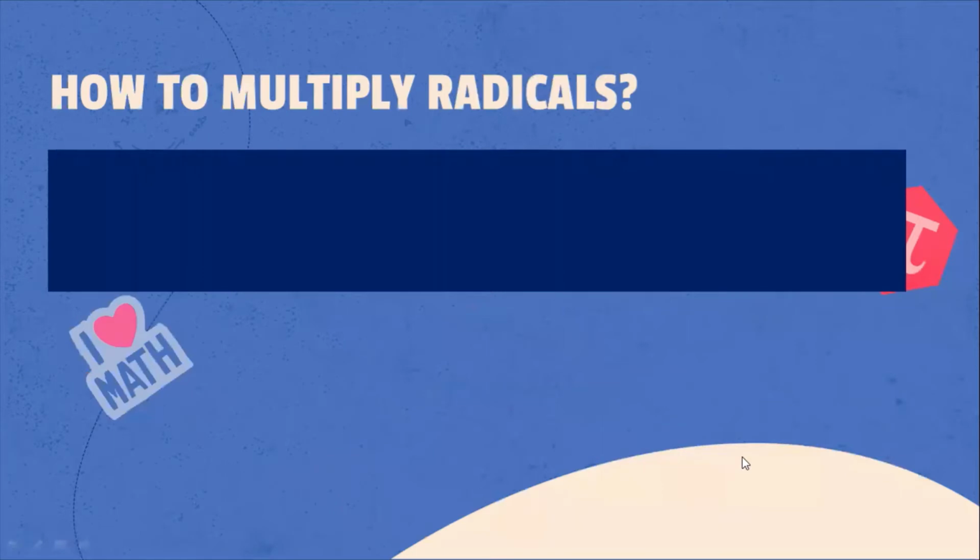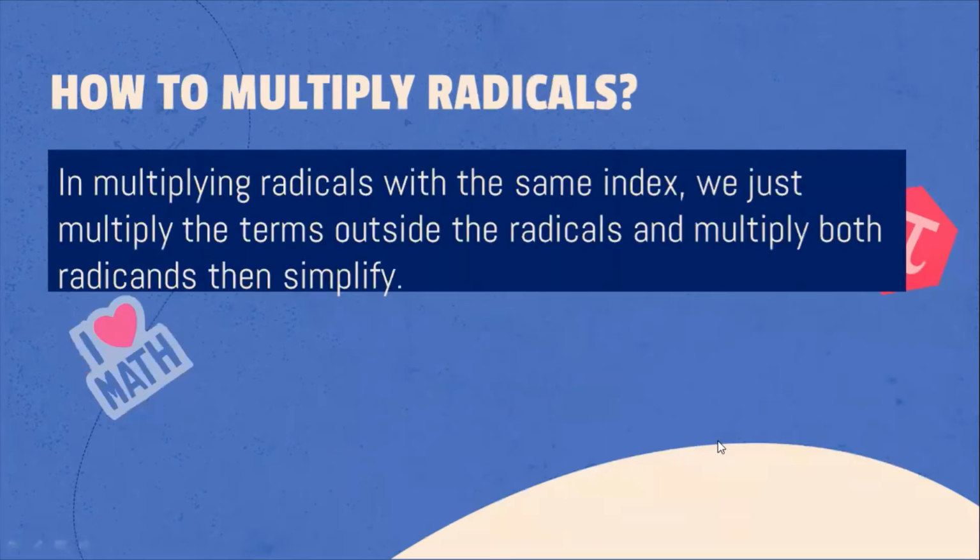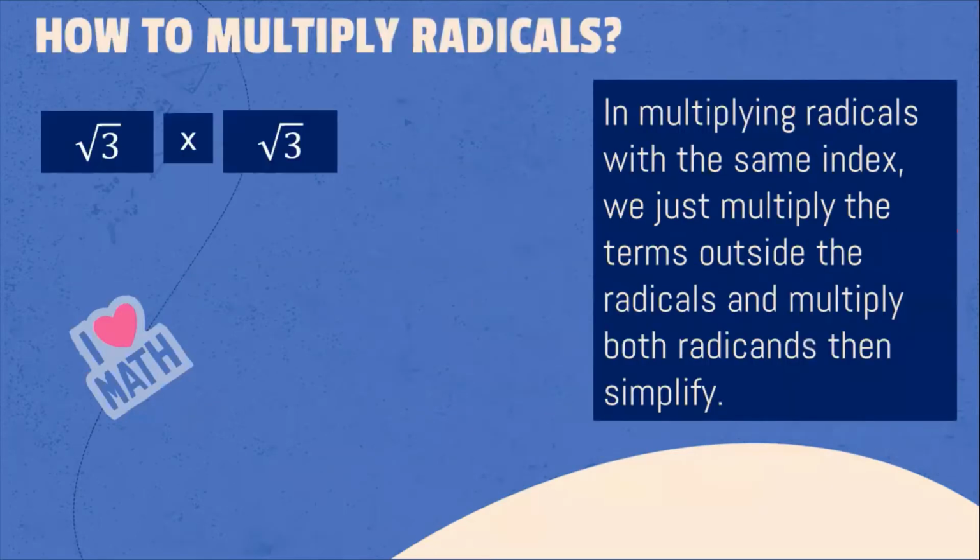How to multiply radicals? In multiplying radicals with the same index, we just multiply the terms outside the radicals and multiply both radicals, then simplify. Let's have an example.